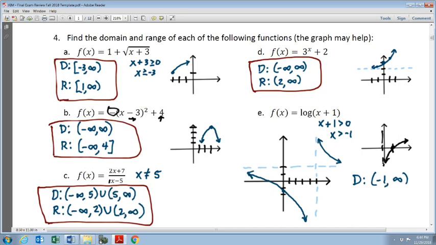But because of this plus 1 here, we're going to have to move everything left 1. Remember, this is a horizontal shift, so in this case it would be left 1. And so the graph would look something like that. And you can see, because we moved everything left 1, normally our asymptote is at x equals 0, here it's at x equals negative 1.